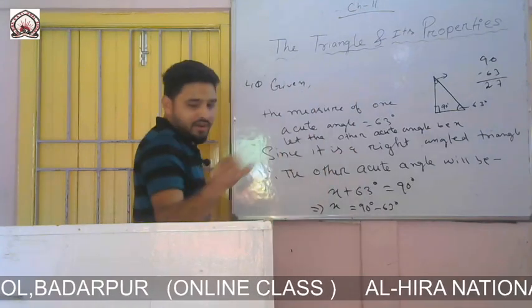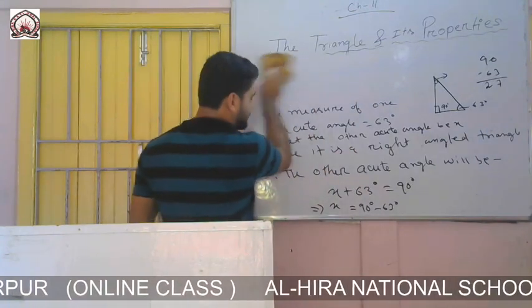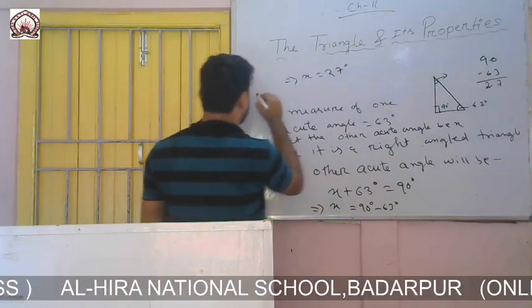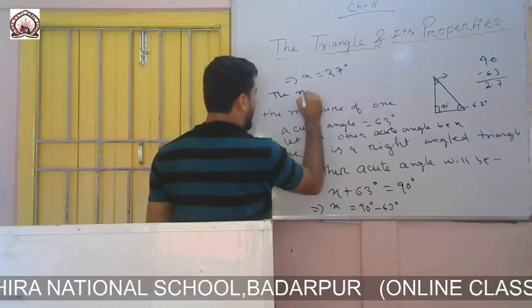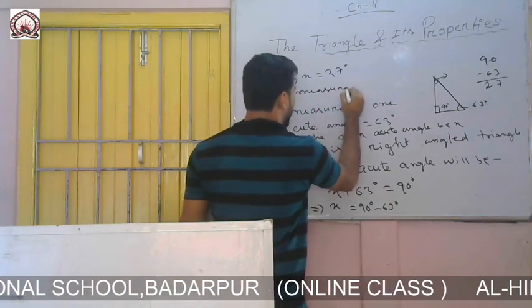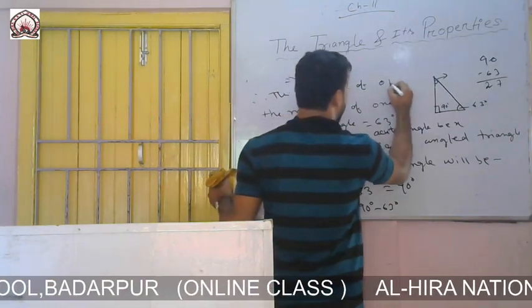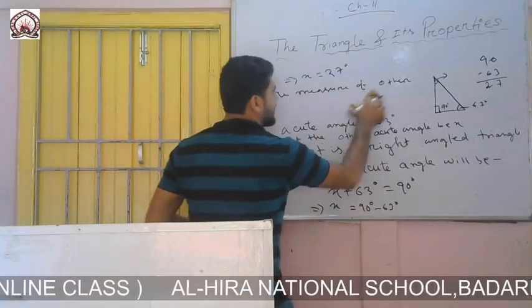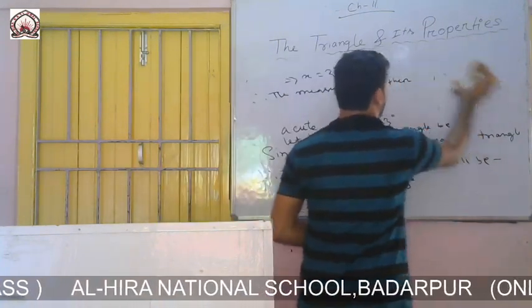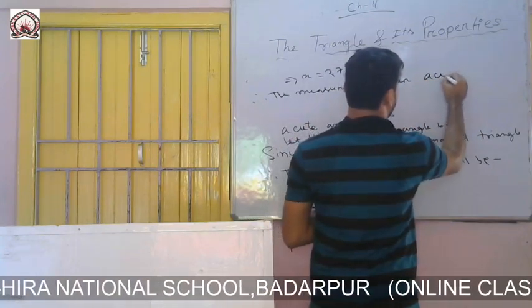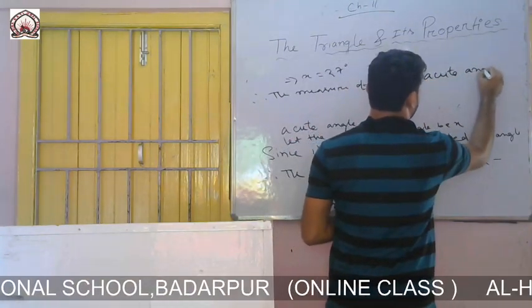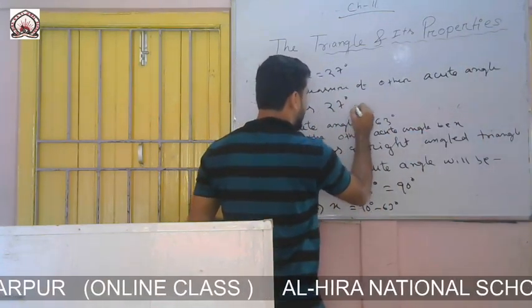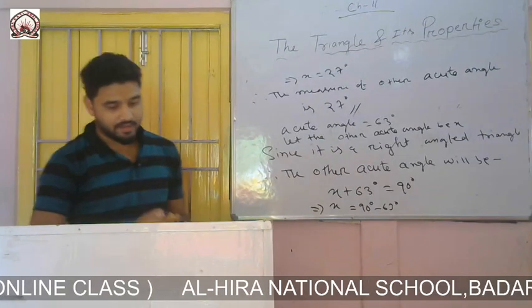So therefore x equals 27 degree. Therefore the measure of the other acute angle is 27 degree. That is the answer.